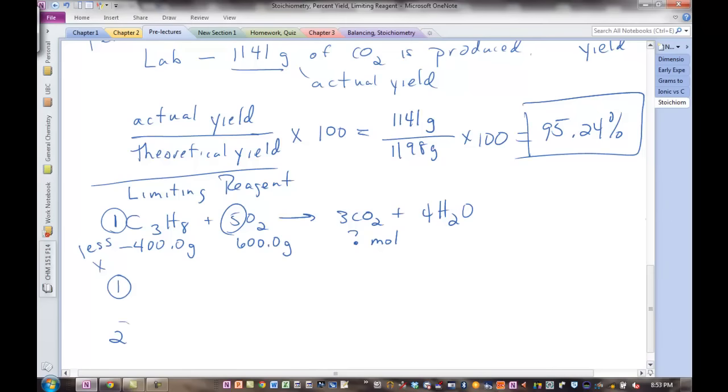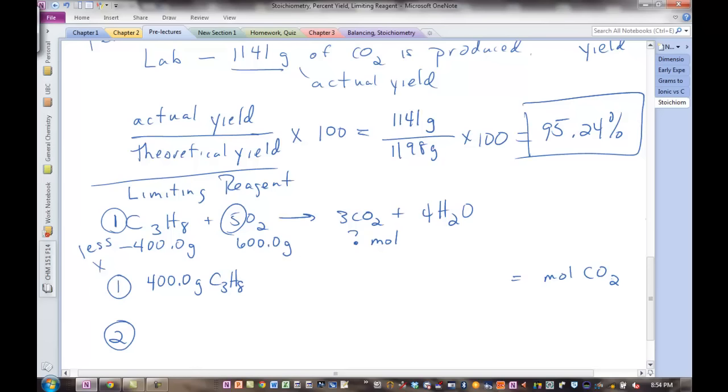We are going to do two separate calculations. So the first one, we're going to do the calculation for propane and ignore that O2 even exists for the calculation. We're going to assume O2 is in excess, like we did up above. All right. So 400 grams of propane, assume O2 is in excess. How many moles of CO2 would we get if all the propane reacts?